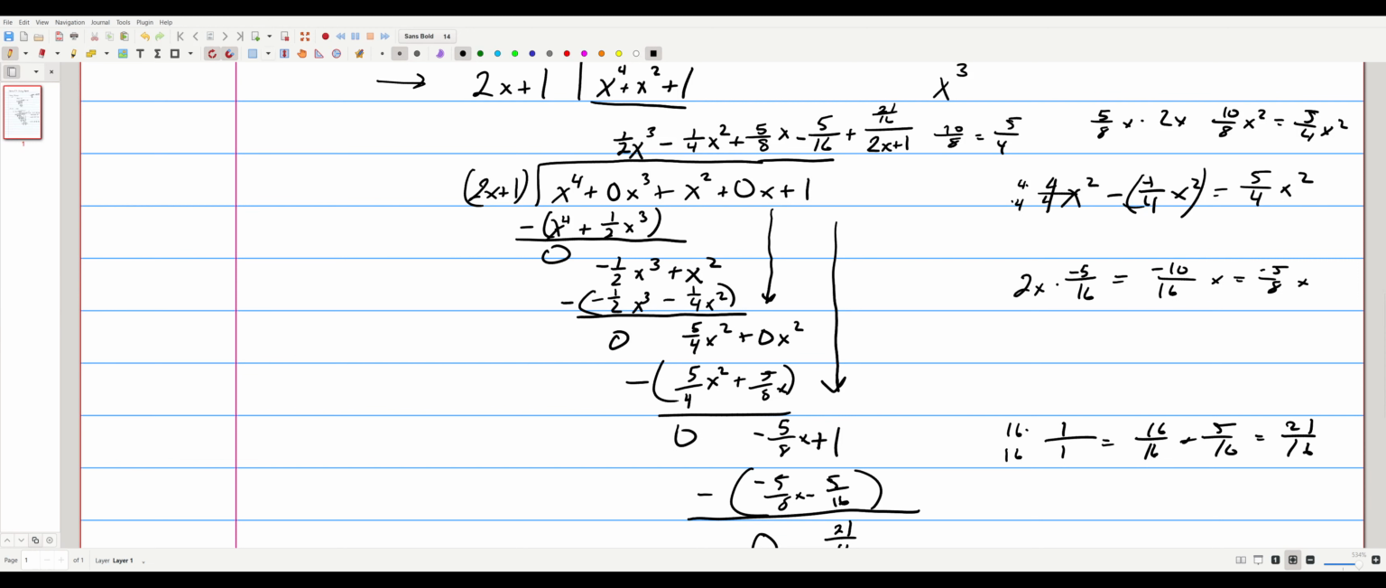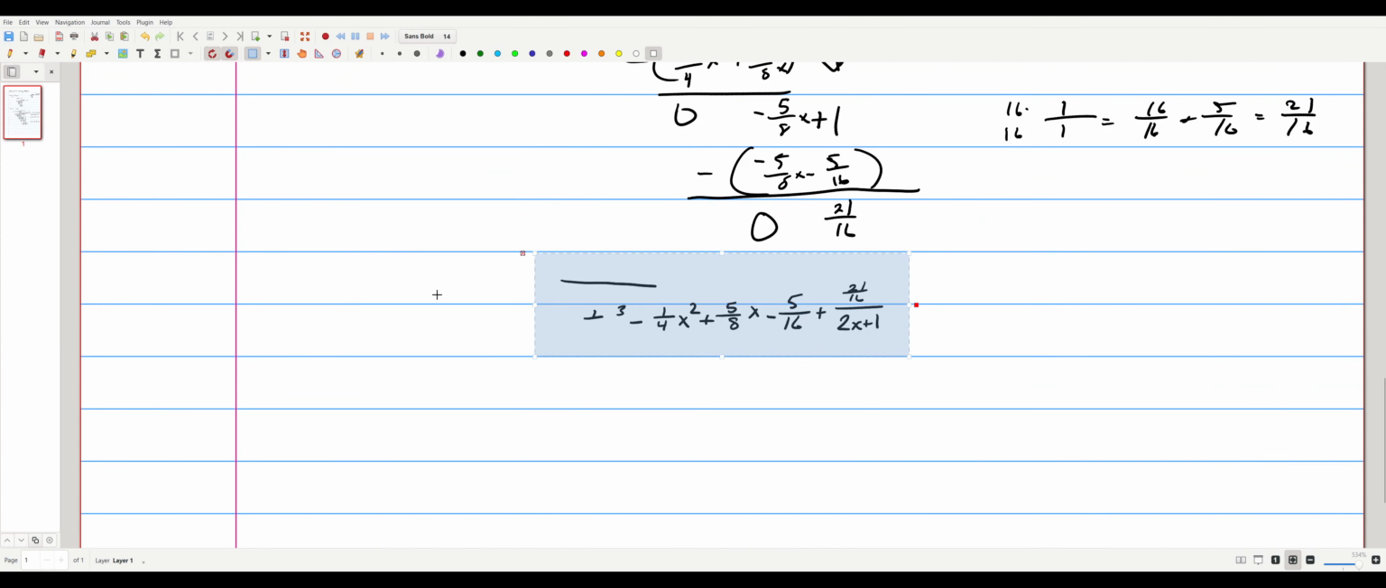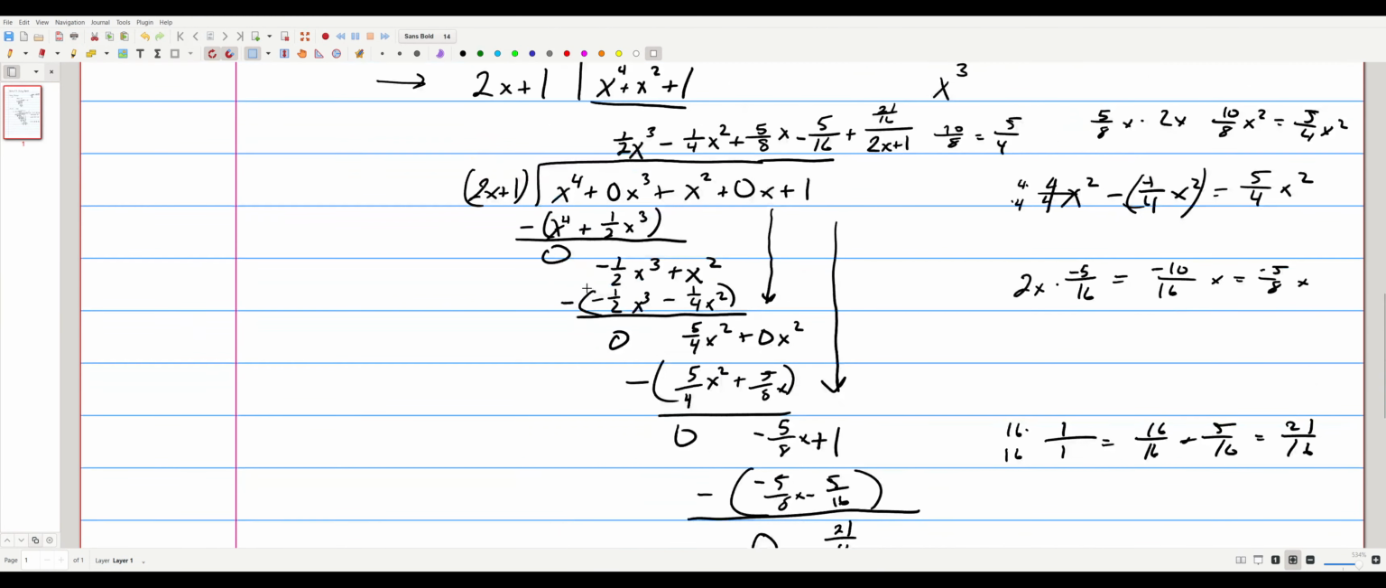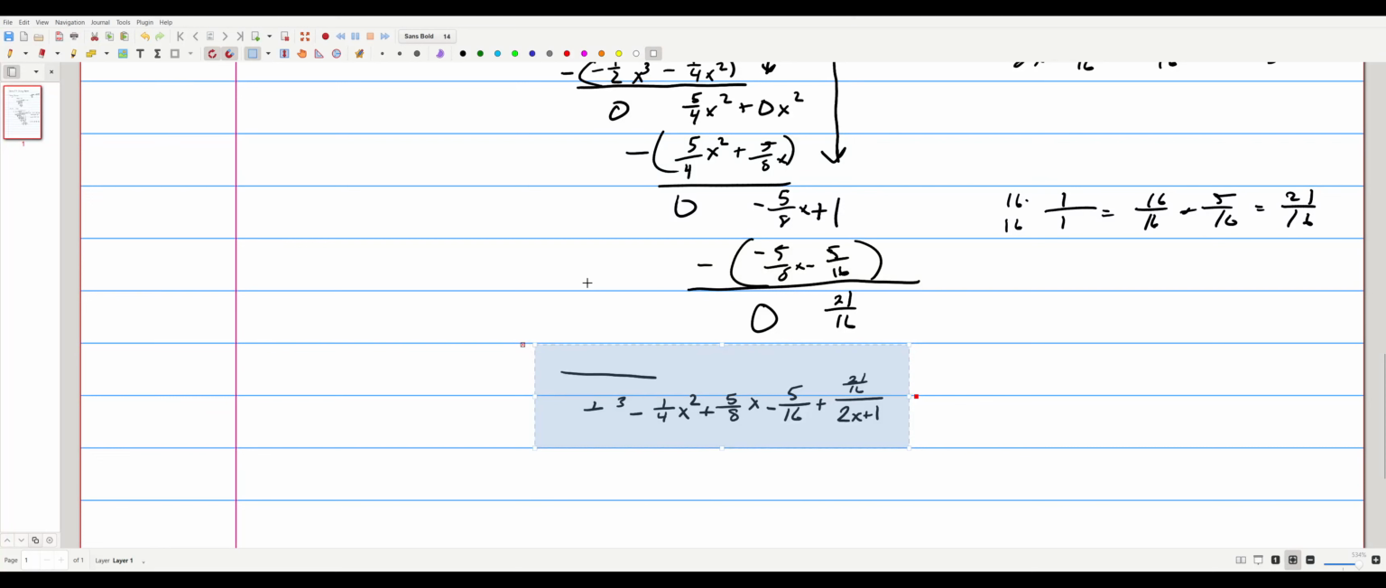Okay, so I'm going to copy this. Try that again. Paste it down here. Looks like it didn't quite get everything. 1/2 x cubed. I can fill that in.